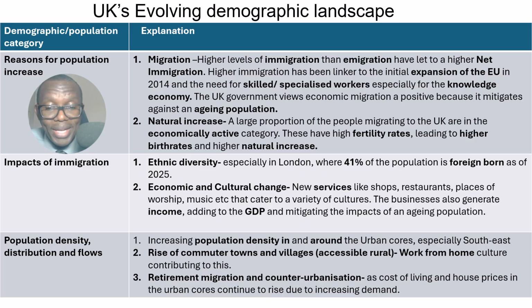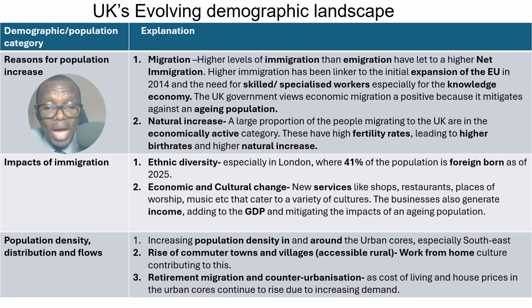Increasing population density in and around the urban cores, especially the southeast. So this is why we have 41% of London being foreign-born, and that's because most of the migrants will migrate to where the jobs are, and that will be the urban cores. You will rarely find them in the rural periphery because there are no jobs, and they are actually migrating to the UK to get those jobs.